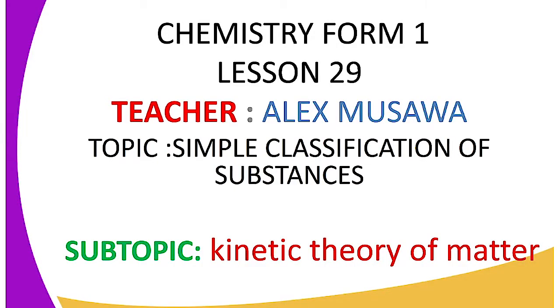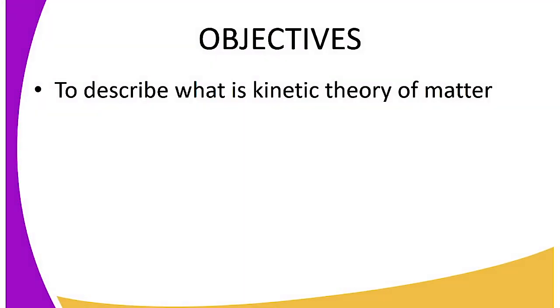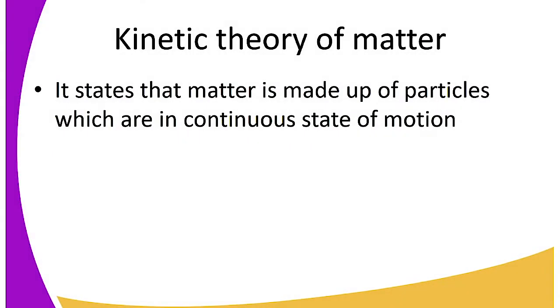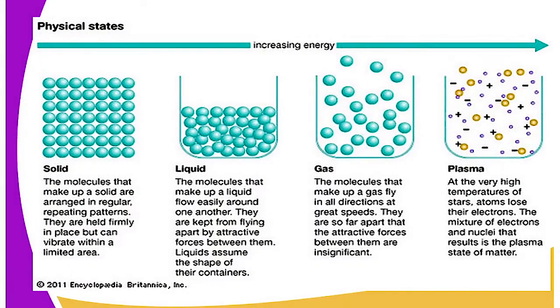Our topic is simple classification of substances and our subtopic is kinetic theory of matter. What are the objectives of this lesson? To describe what is kinetic theory of matter. It says that matter is made up of particles which are in continuous random motion. That is kinetic theory of matter.